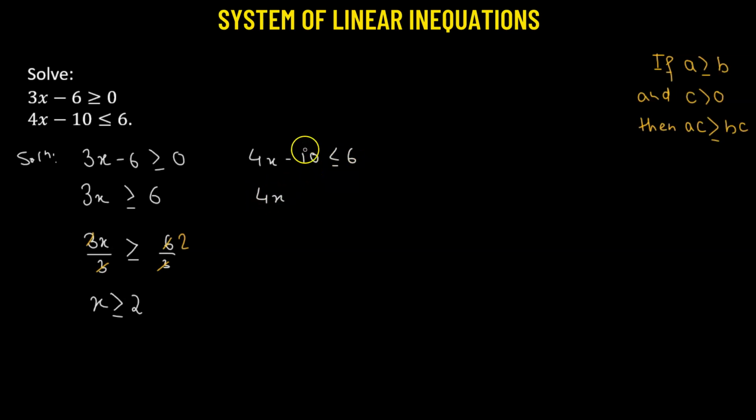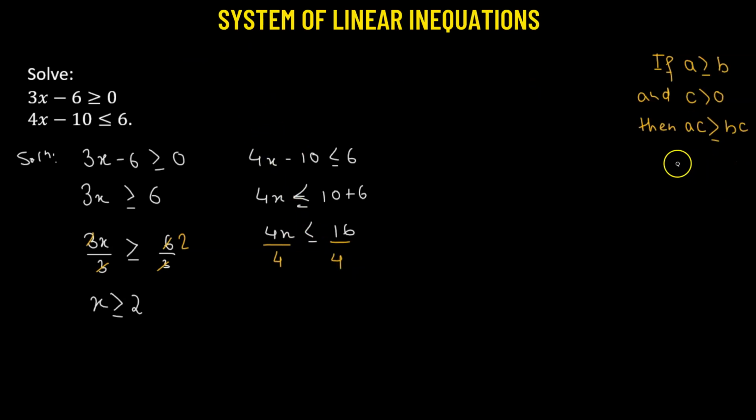Transposing the 10 from the left hand side to the right hand side, that's going to give us 4x is less than or equal to 10 plus 6. So 4x is less than or equal to 16. Similarly, we'll try to make the coefficient of x 1. To do that, all we have to do is divide both sides by positive 4. So on doing so, the sign of the inequality is still not going to change.